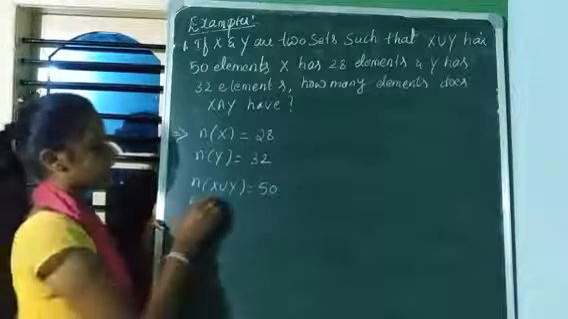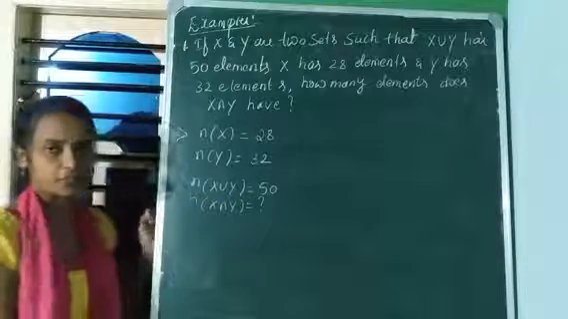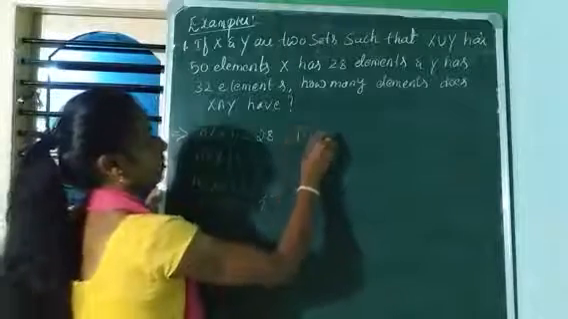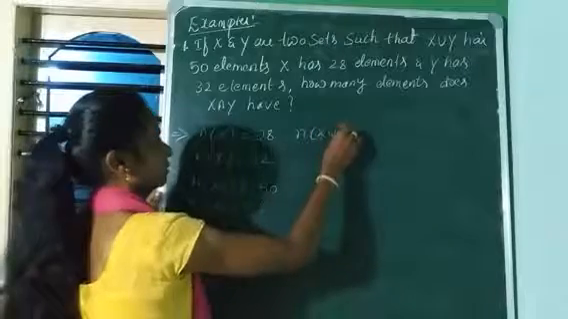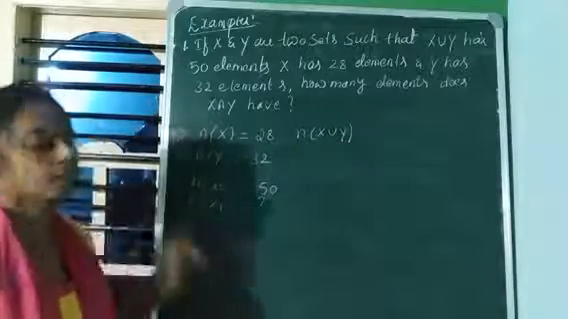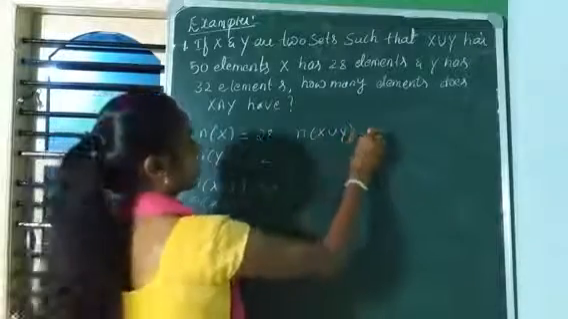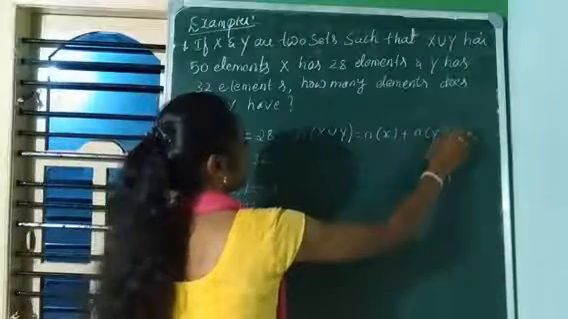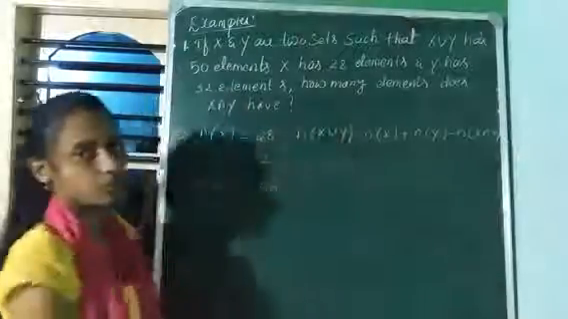Now the question is, n of x intersection y is how many? That we need to find. Just go with the formula. Here the sets are x and y, so n of x union y is equal to n of x plus n of y minus n of x intersection y. This is the formula.